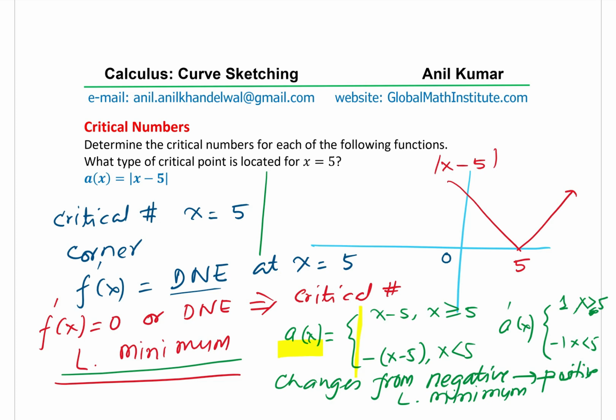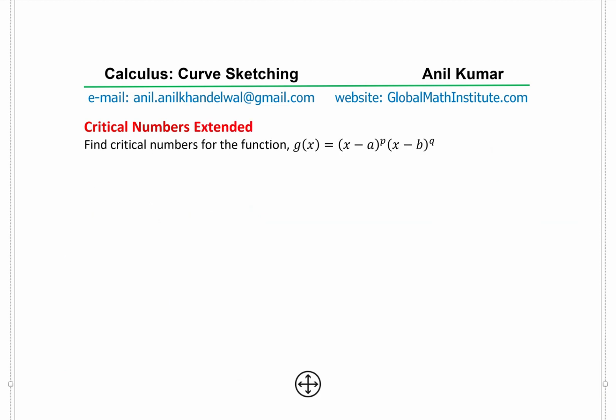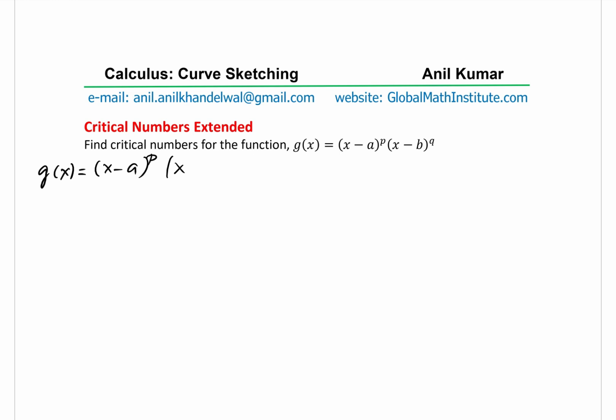Now here is the last example, which is a general example. We are saying find critical numbers for the function g of x equals to x minus a to the power of p times x minus b to the power of q. So let's figure out what is g of x equals to. So we are given the function g of x equals to x minus a to the power of p times x minus b to the power of q.